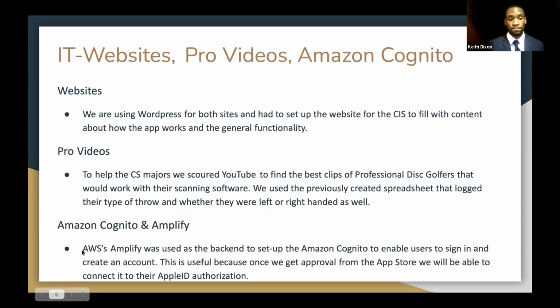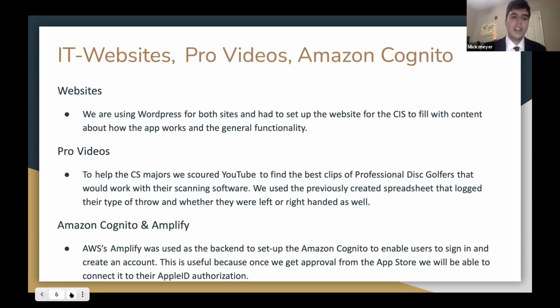Thank you so much, Keith. My name is Mickey Meyer, and I'll be talking about websites, pro videos, and Amazon Cognito. For websites, we chose to use a WordPress site, because it was the one that was most familiar to the CIS members, so that they could look it over and fill it out with all the content about how the app works and the general functionality, as well as little blurbs from each member of the team about what they were working on.